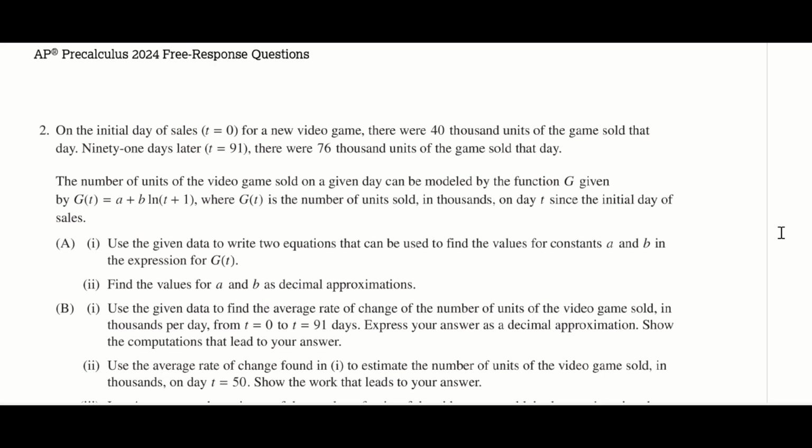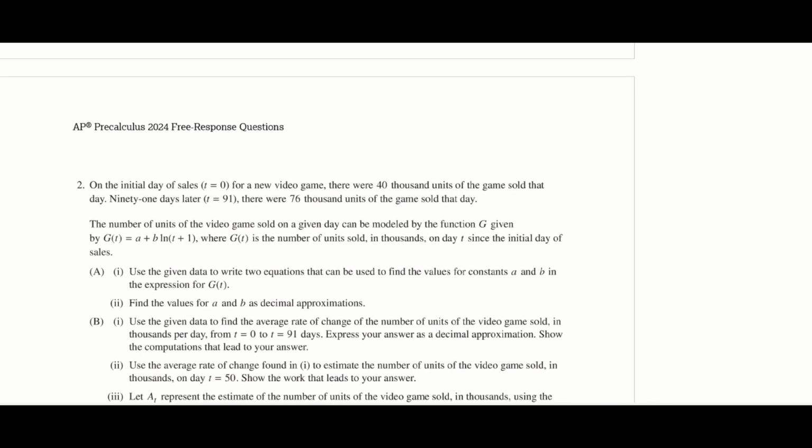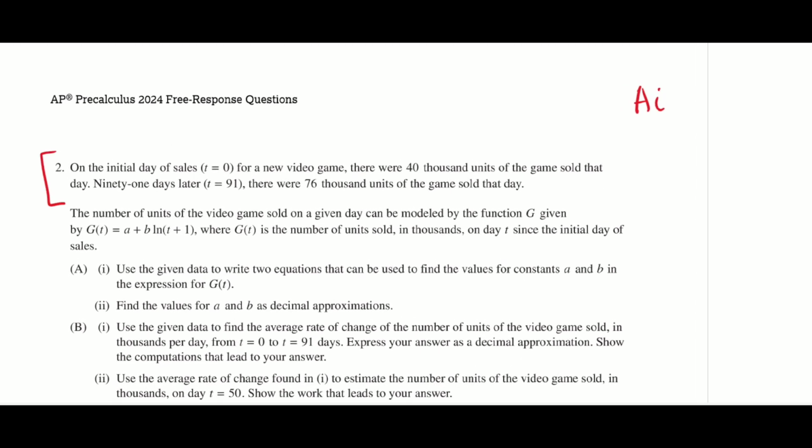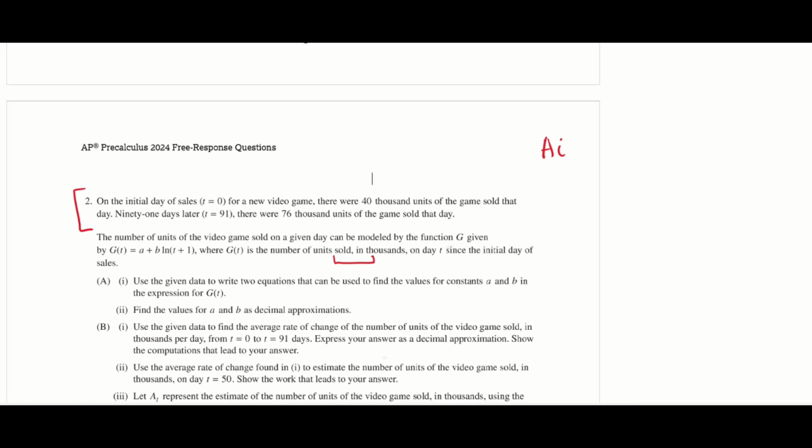Okay, FRQ 2, this is also a calculator question. A1 is just asking you to write two equations. This is a very basic question. It's just asking you to use the values that are given to you at the very top here and make an equation. The number of units sold is already in thousands. So it says 40,000 here, but you would not plug in 40,000 into the equation, you would just plug in 40. So we just plug in the numbers that are given to us.